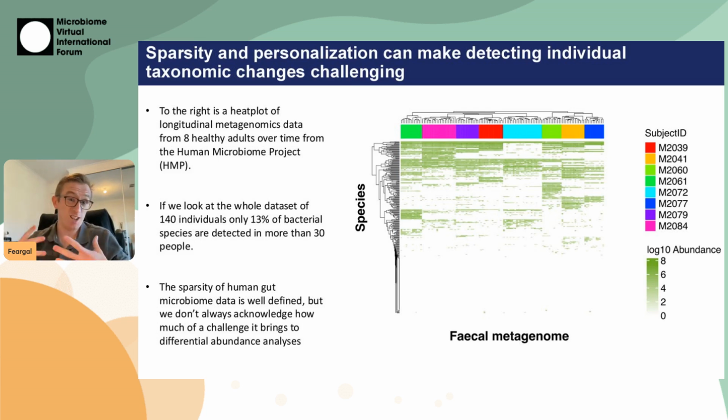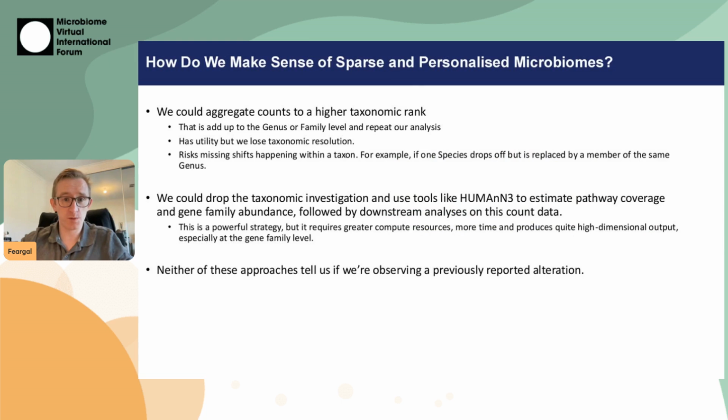And this is just a general challenge when analyzing microbiome data, which is very, very sparse. In this table here, basically everywhere there's green, it's bacteria detected. Everywhere that's white, it's not detected. So how can we make sense of this, or how can we deal with some of the sparsity or the personalized nature of microbiome data?